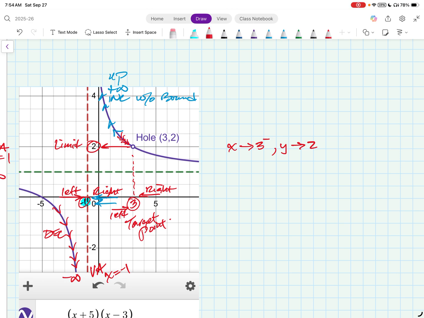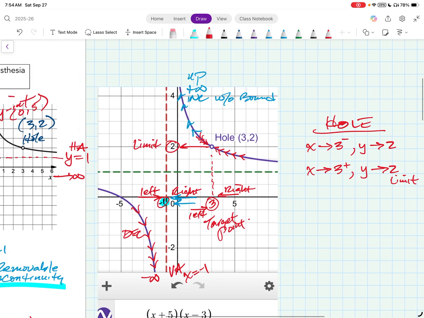Now on the right, as x approaches 3 from the right-hand side, so you put a plus sign up there, the function now, if you're getting closer and closer to the hole, the y values are getting bigger, they're increasing, and they're getting closer and closer to 2 because that's where the hole is located. So the y values are approaching 2. And this is the behavior of what happens when a function approaches a hole. It actually approaches a unique y value, and this value is called the limit.